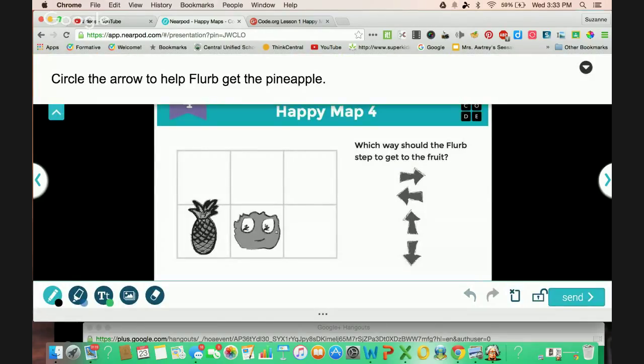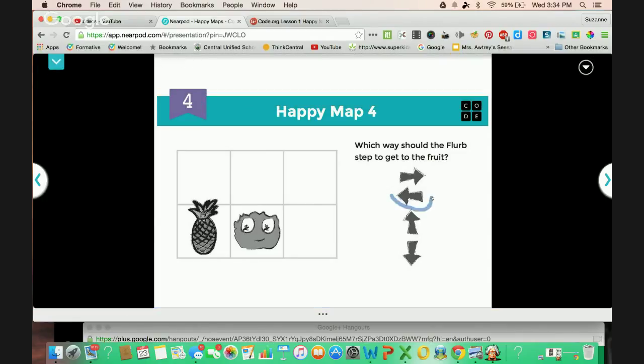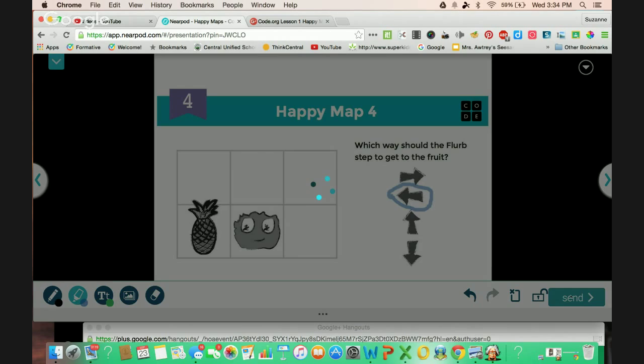And last, Flurb's going to have some pineapple. He's going to be so full of fruit. And I'm going to choose a blue marker this time because pineapples grow near the ocean that is blue. And this time I need a left arrow to make Flurb go to the left. Don't forget to press send.